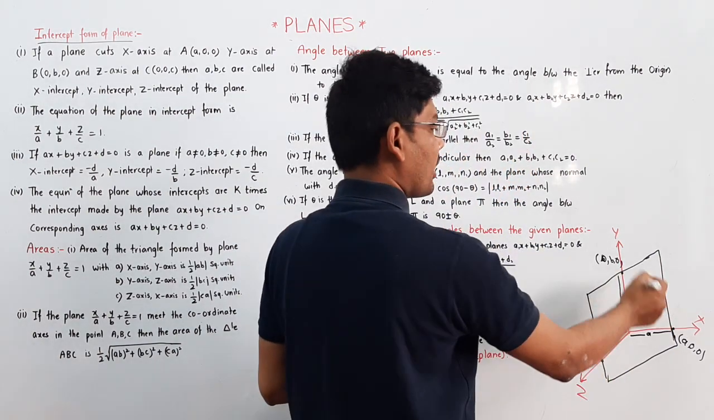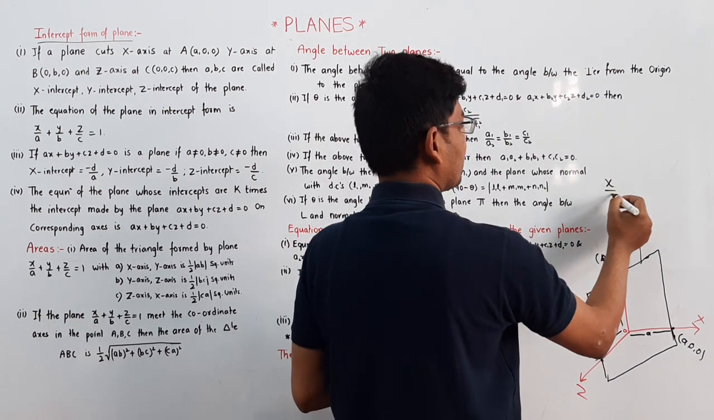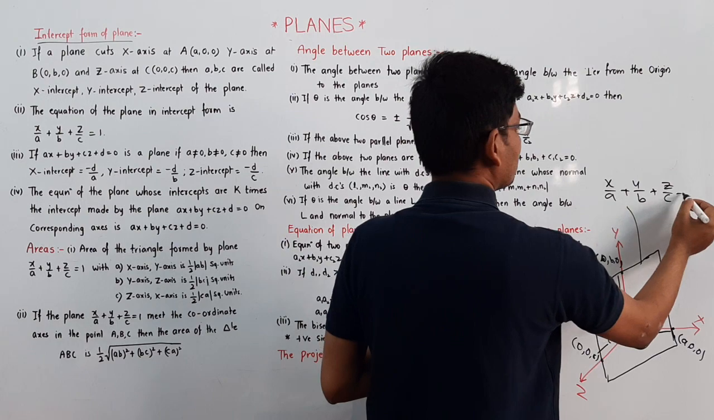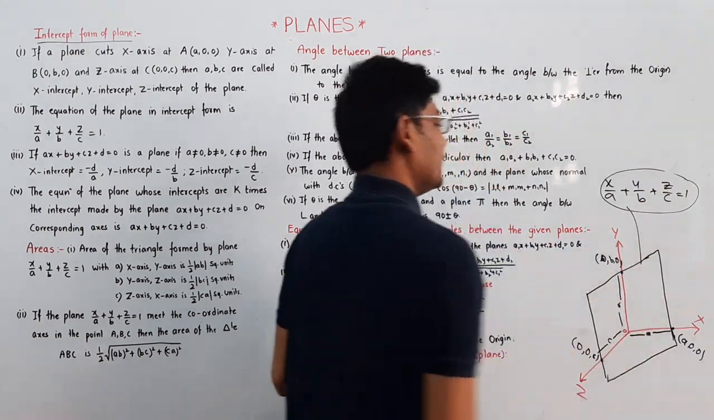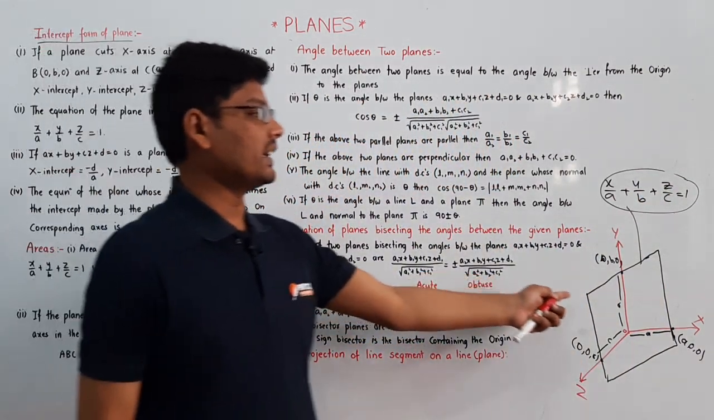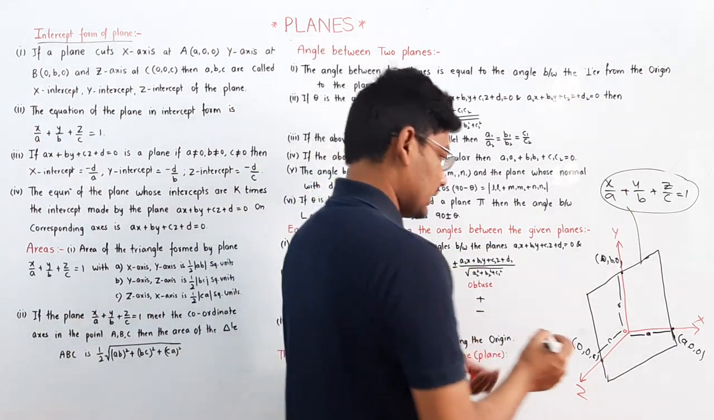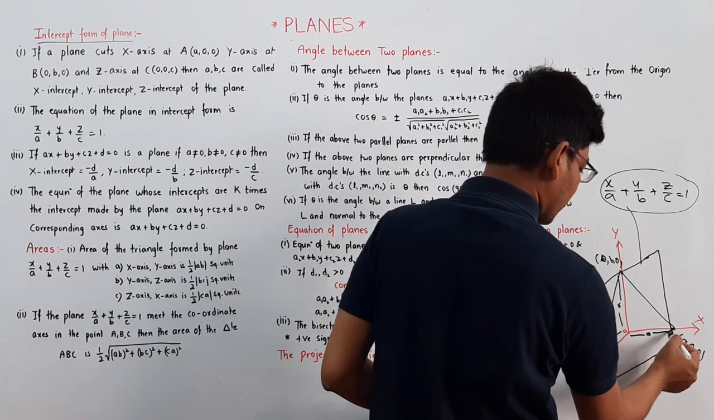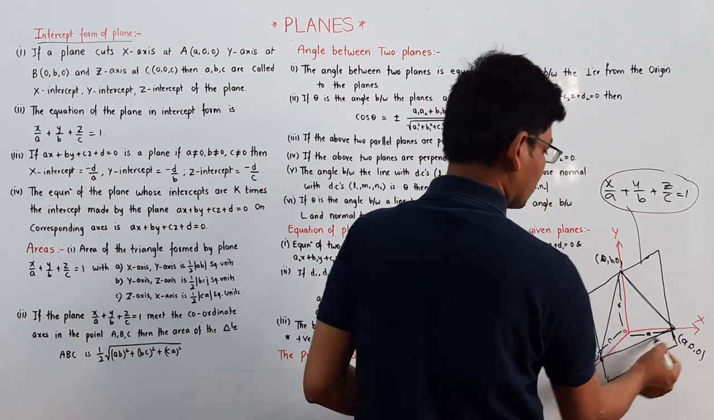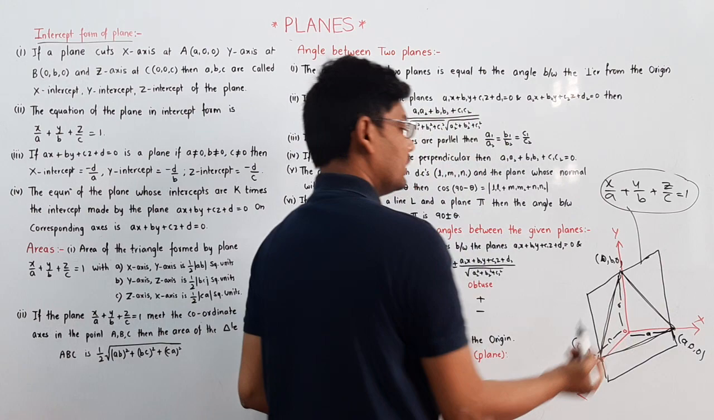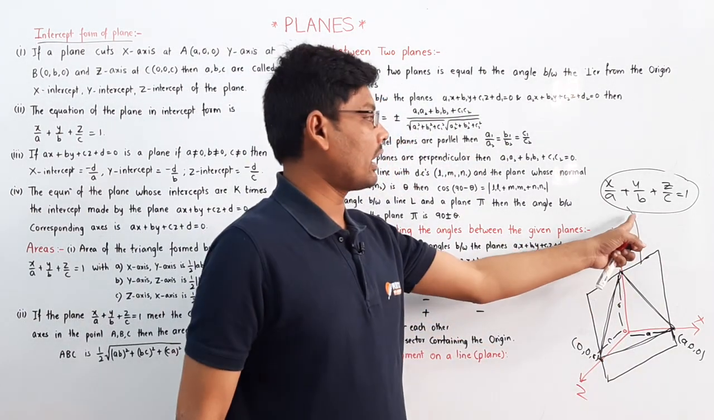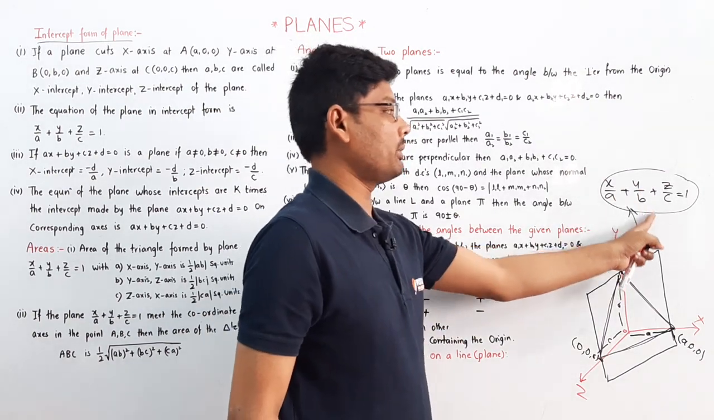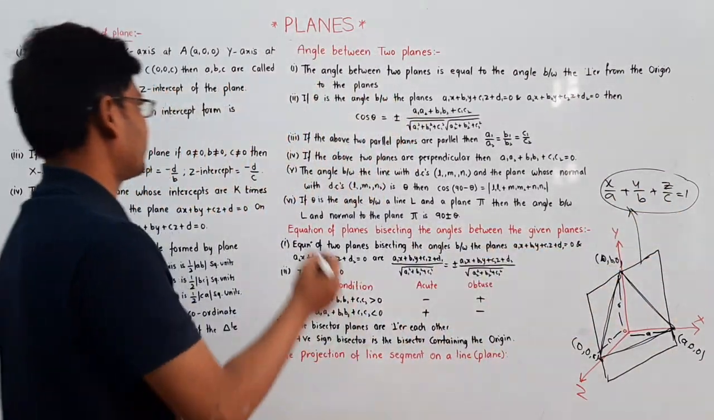Then the equation of the intercept form will be x by a plus y by b plus z by c is equal to 1. This is the equation of a plane in intercept form. You can write it like this also. This is also one of the planes, passing through 3 points. This is the normal form of the intercept form of a plane: x by a plus y by b plus z by c is equal to 1.